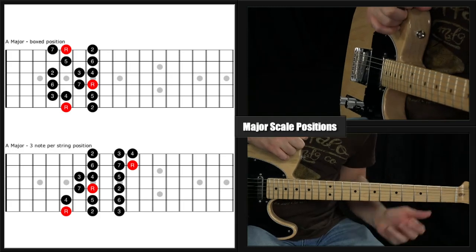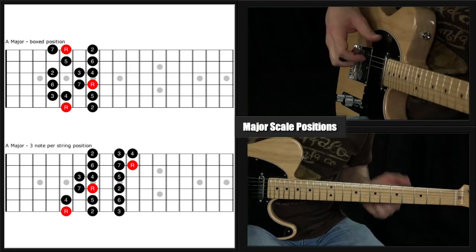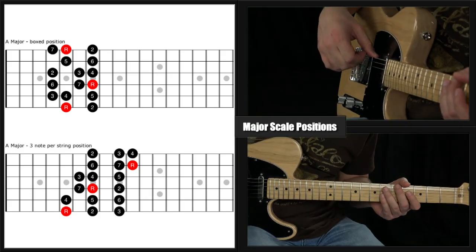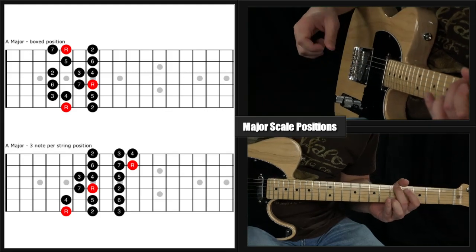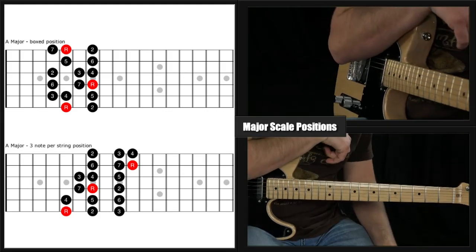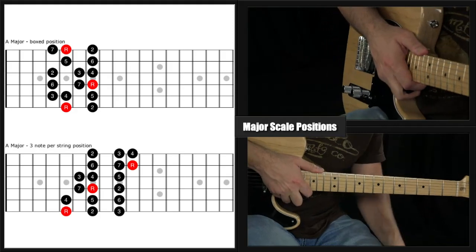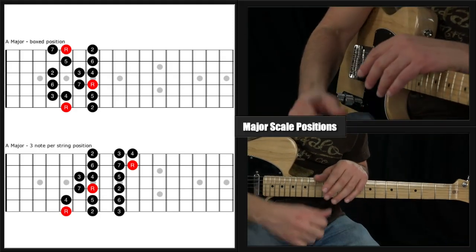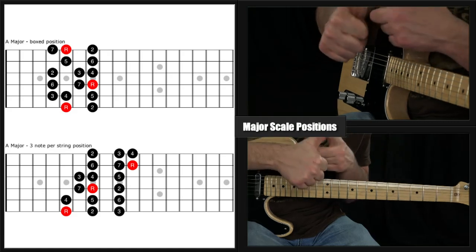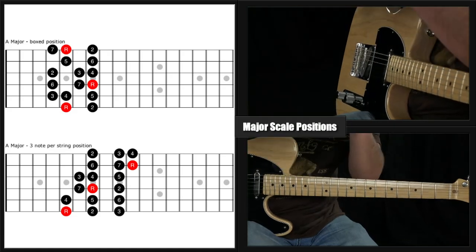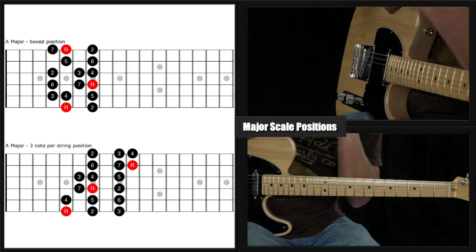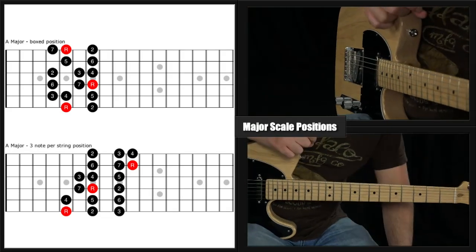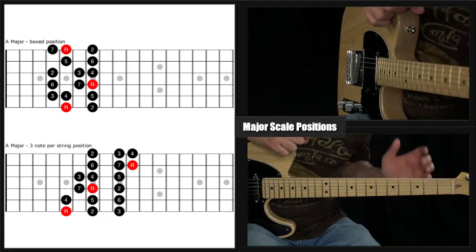Okay, so we've got our root, which is that A note on the low E string 5th fret. That's the red note that you see. I'm going to use that major box position. I'm going to create a first chord. There are multiple ways of creating chords, but I'm going to do it the standard way by picking a note of the chord, skipping the next and playing the next, skipping the next and playing the next. And I'm going to build 3-note chords.